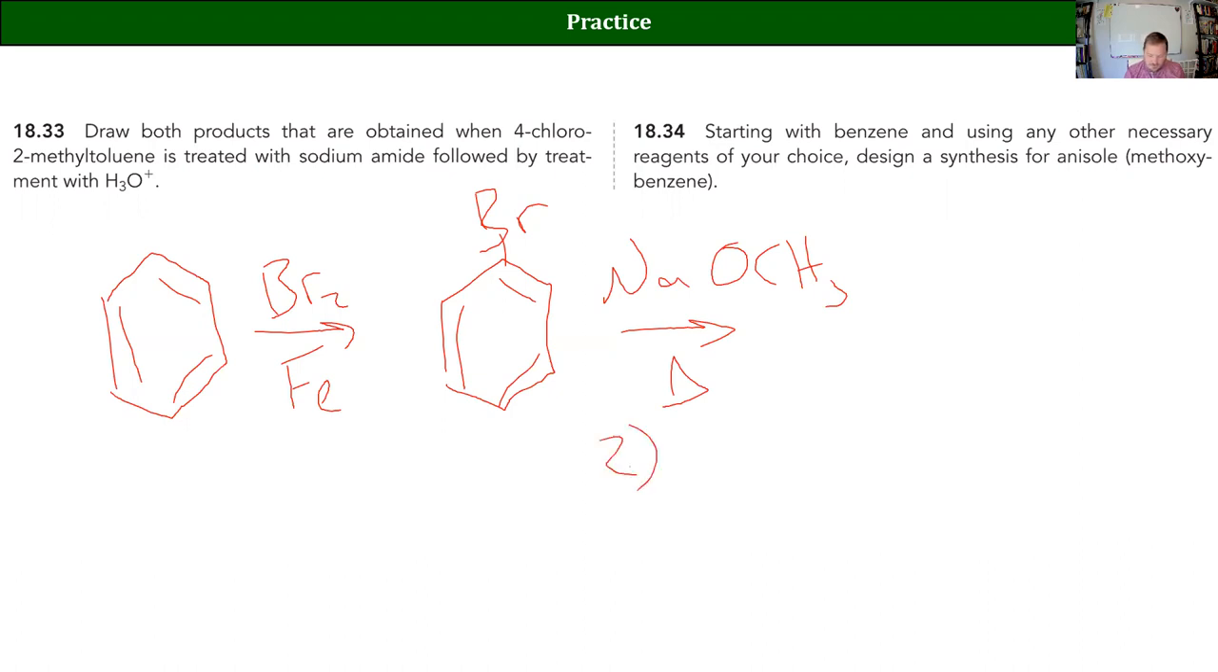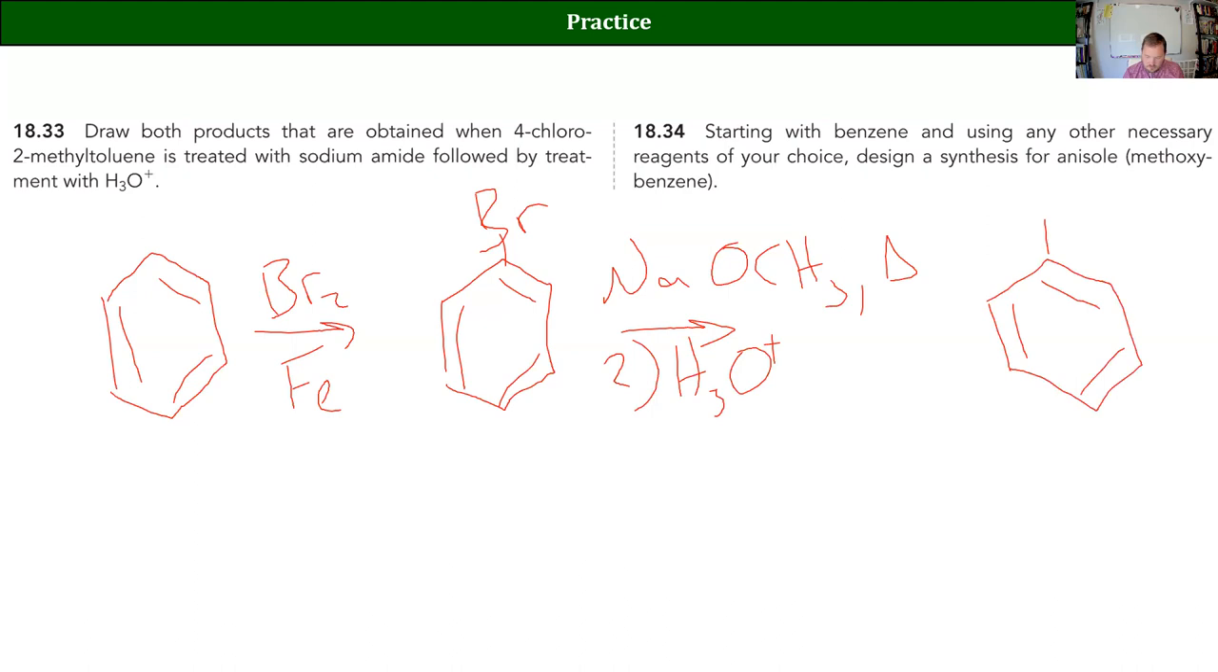we need to follow it up with a little acid to use up any leftover base and to make sure we don't have a protonated ether. We wind up with our anisole. So you don't need to draw the benzyne intermediate. It's an intermediate, not an actual product along this pathway.